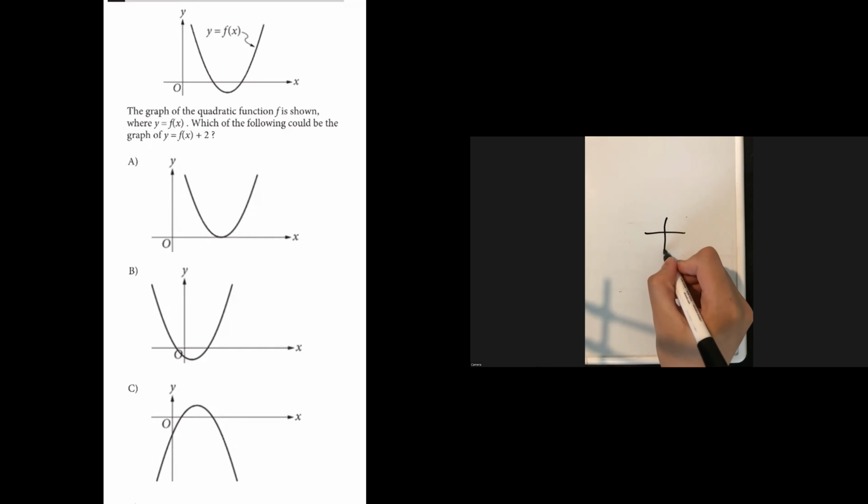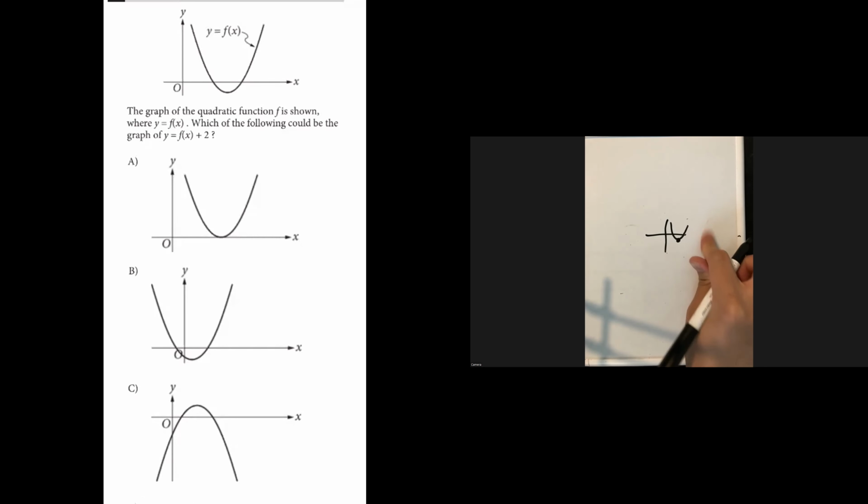All right, so for this one, it gives us a graph where we have y equals f of x, which is this. And it asks us which of the following could be the graph of f of x plus 2. Well, for this, say you have a vertex right here, which is like the bottom, or if it was like this, it would be the top point. So if you have f of x plus 2, that means that this vertex would be shifted up 2.